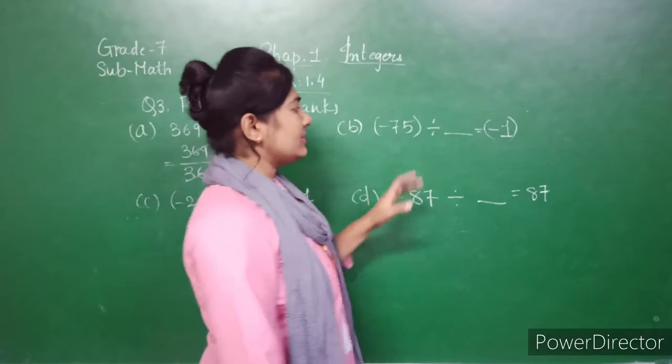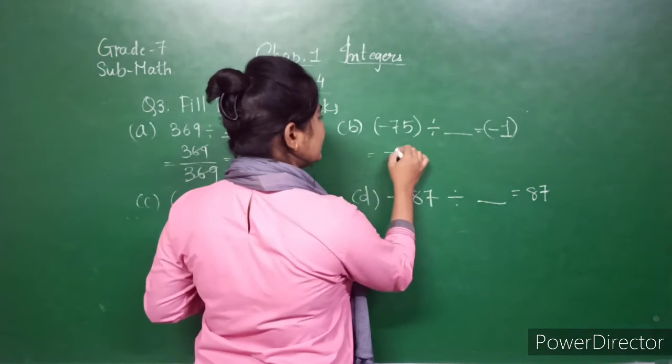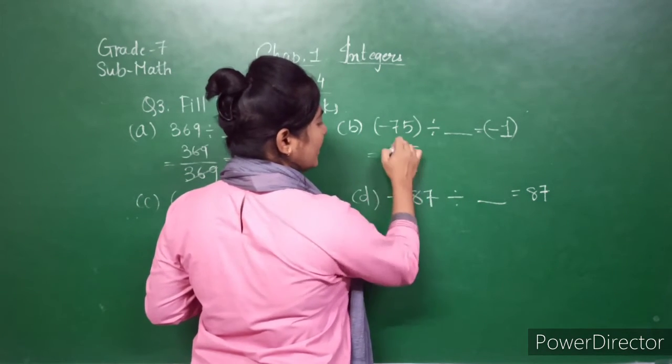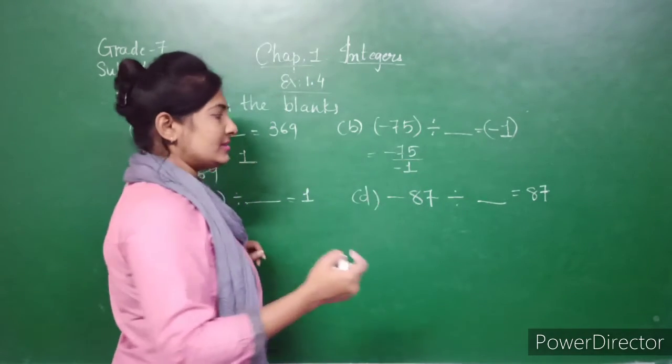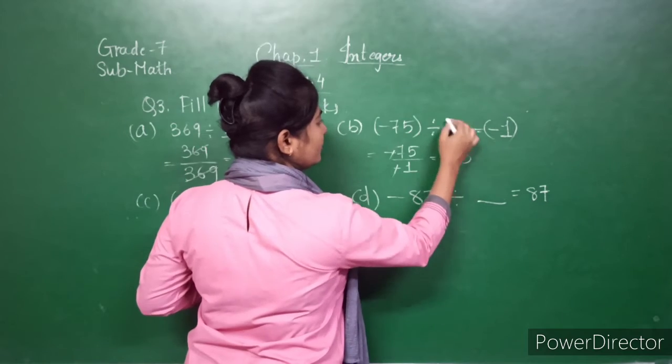Next is minus 75 divided by dash is equal to minus 1. So here minus 75 and minus 1. We have to divide both, and here two minuses are there. So here we have to cut the minus and our answer is 75.